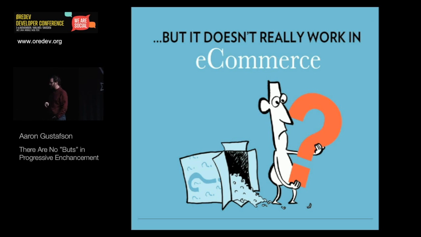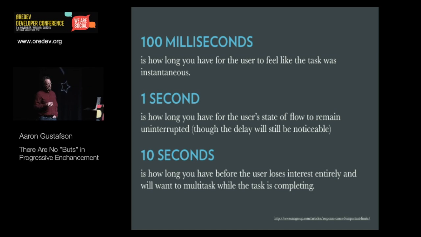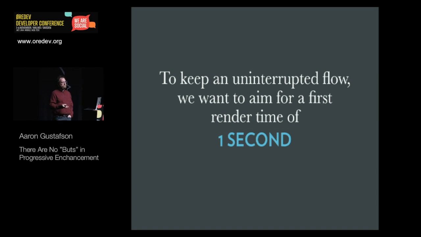So e-commerce is another area where people give pushback to progressive enhancement. But let's look at a little bit of information here in terms of performance. At 100 milliseconds, that's about how long it takes for a user to feel like it's instantaneous. Once it's over 100 milliseconds, the user doesn't feel like it's instantaneous anymore. At a second, you're losing their flow. And at 10 seconds, they're more likely to lose interest. They're probably going to be multitasking, and they may just disappear entirely. So we want to keep uninterrupted flow, so keep things at around a second for render time if we can. That should be our target.